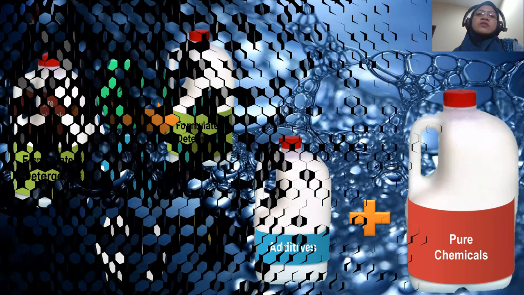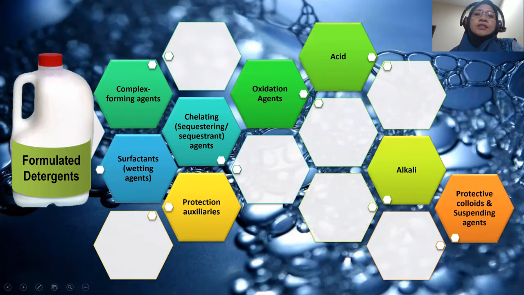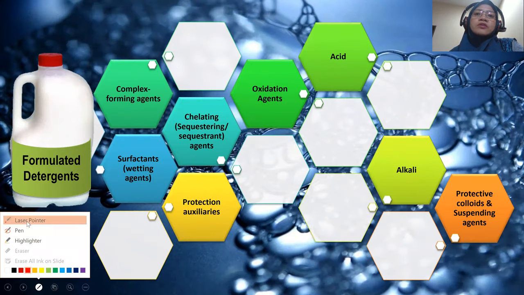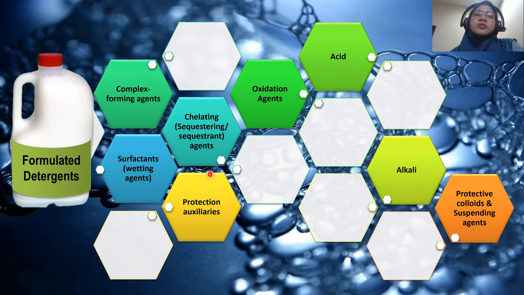Formulated detergent consists of certain agents to increase the detergent effectiveness. Acids or alkali is the main component in formulated detergent, while other additional components can include surfactants, also known as wetting agents. These components will lower the surface tension, hence enable the detergent to wet the surface more effectively and make cleaning more efficient.